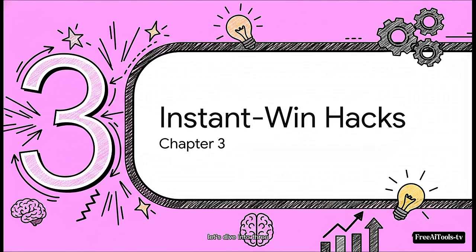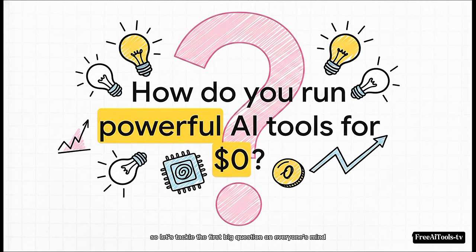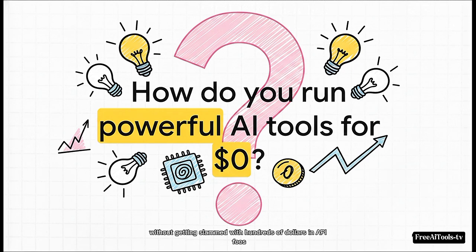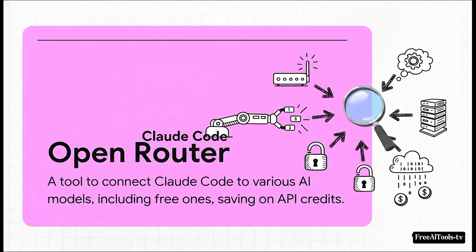Okay, now for the really fun part. Let's dive into 3 instant win hacks that you can start using right away. Seriously, this is where the real power kicks in. So let's tackle the first big question on everyone's mind. How in the world do you run these incredible tools without getting slammed with hundreds of dollars in API fees? The answer is a really clever tool called Open Router. Basically, it's a gateway that lets you connect Claude Code to all sorts of different AI models. And yes, that includes some incredibly capable ones that are 100% free to use.